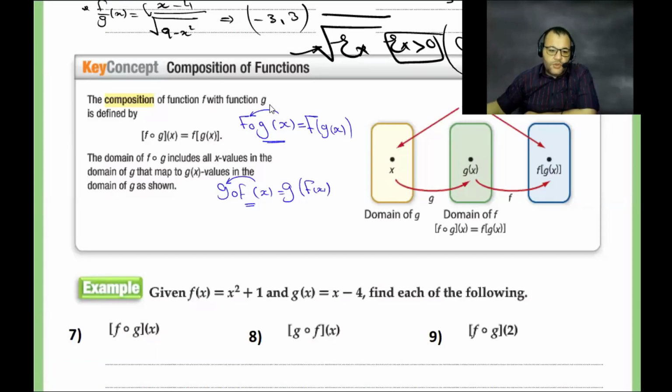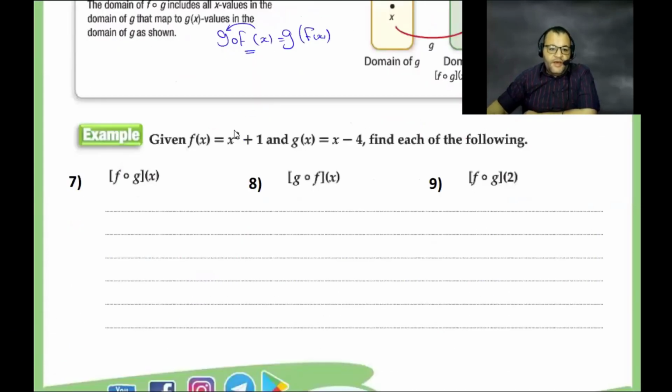No. Okay. So we have the first function, f of x equals x power 2 plus 1, and the second function, g of x equals x minus 4. We need to find each of the following. The first one is f composite g of x. What is the meaning of f composite g of x? That is f of g of x. That means we need to find f of g of x. I will put g in f. So it will be?